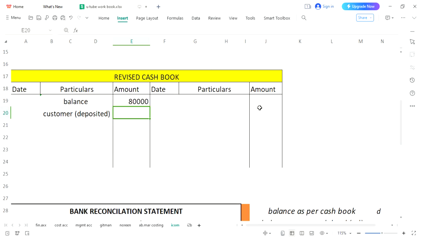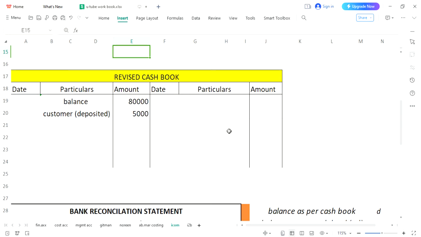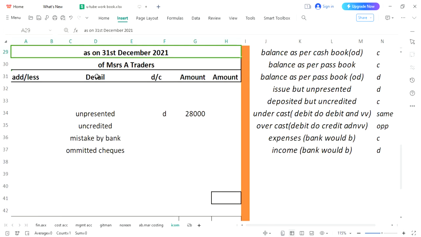Just put 5,000 on the debit side. Why is it debit? Because the customer deposited into the bank, which increased your bank. The trader withdrew from the bank. When an amount is drawn, the bank decreases. A decrease in the bank account should be credited. 14,000 credit. Again the question: would it be part of the cash book or BRS?